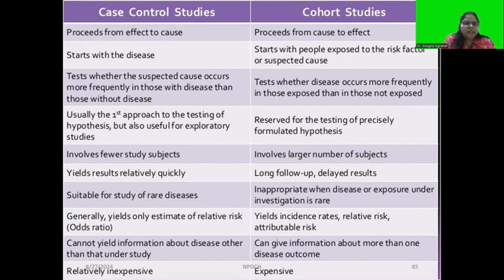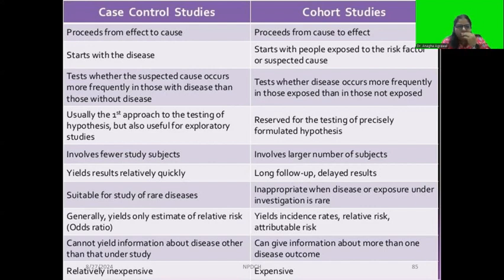Case control study tests whether the suspected cause occurs more frequently in those with disease than those without the disease. Whereas cohort study tests whether the disease occurs more frequently in those exposed than in those not exposed. So here we are studying disease in case control study, whereas in cohort study we are concentrating more on the risk factor. Case control study is usually the first approach to testing of hypothesis, but also useful for exploratory studies, whereas cohort study is reserved for testing of precisely formulated hypothesis. For each and every hypothesis, we cannot go for cohort study.